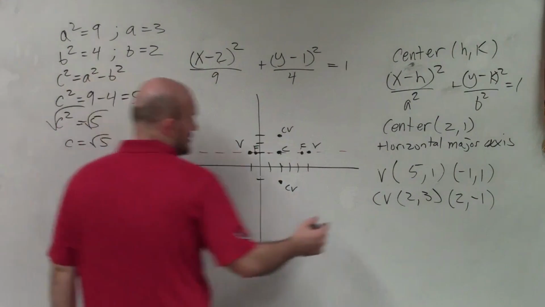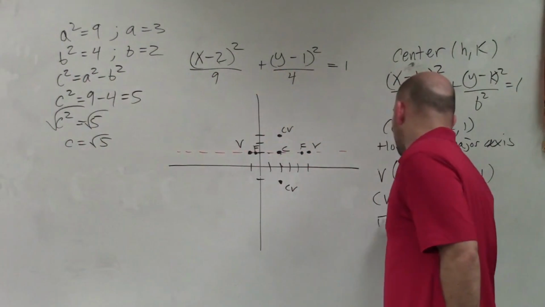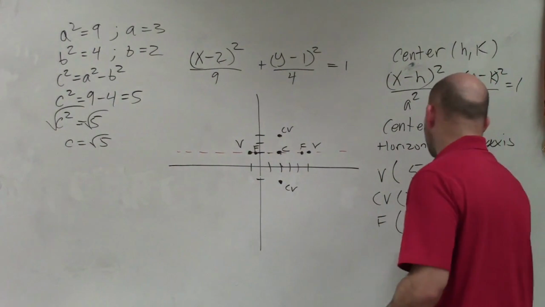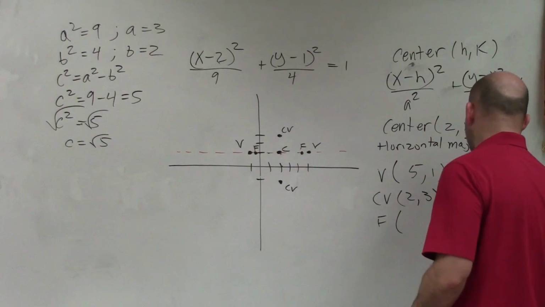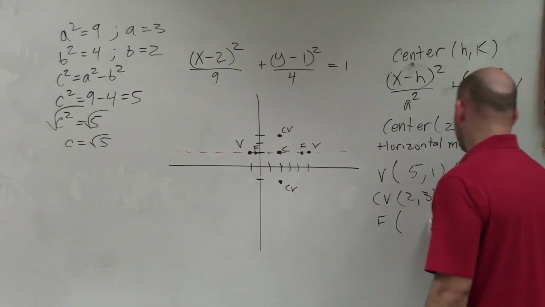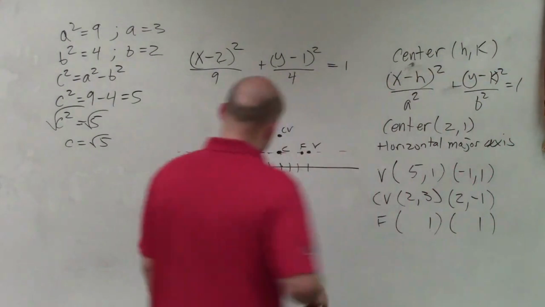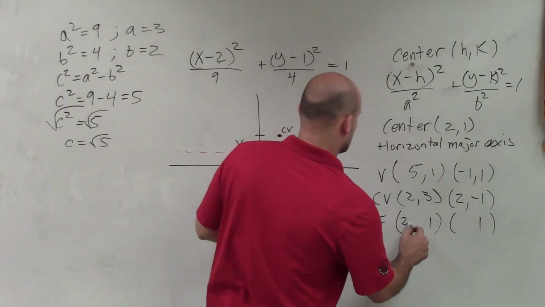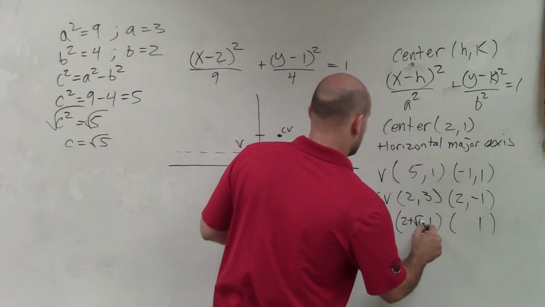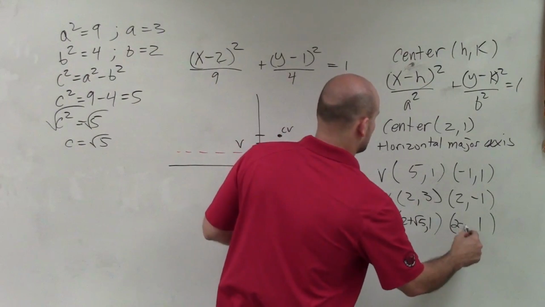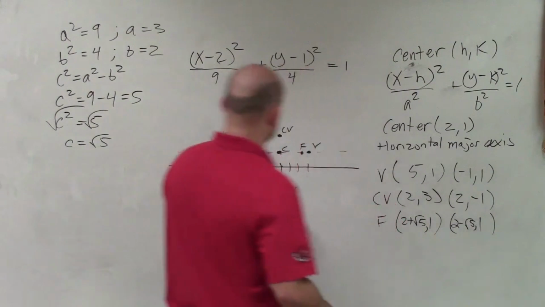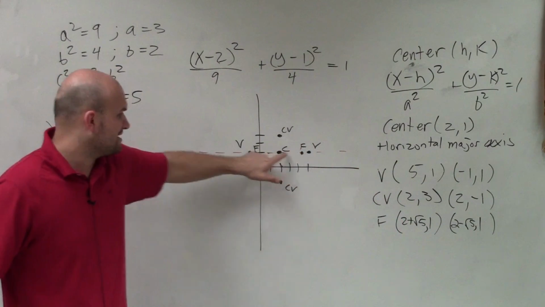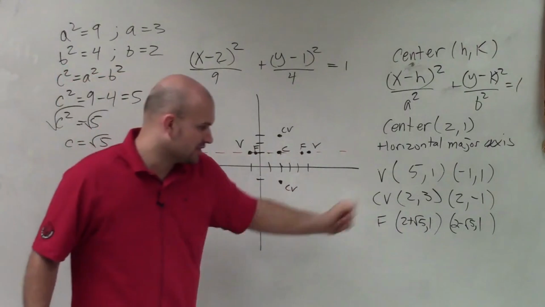And now, when writing in my foci, again, I'm going from the center. So I know that the y coordinate is always going to be the same. I don't need to worry about that. I know it's going to be 1. All right? But now I just went 2 plus the square root of 5 and 2 minus the square root of 5. Right? That's all I put in. I took 2 and I added square root of 5, and then I subtracted square root of 5. So those are going to be my 2 foci.